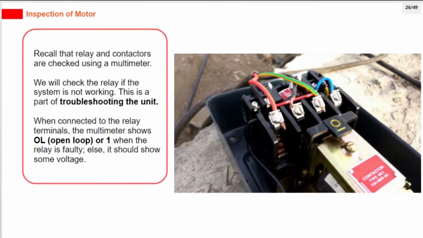Recall that relays and contactors are checked using a multimeter. We will check the relay if the system is not working. This is a part of troubleshooting the unit. When connected to the relay terminals, the multimeter shows OL, open loop, or 1 when the relay is faulty; else, it should show some voltage.